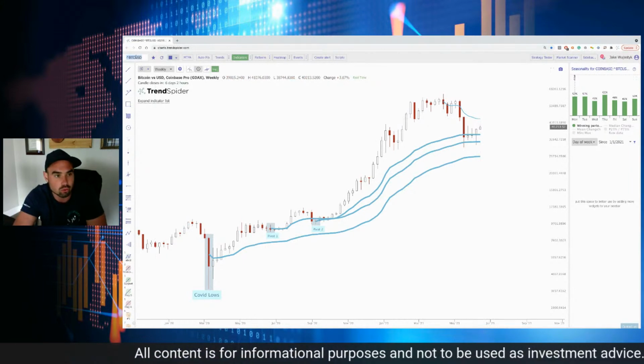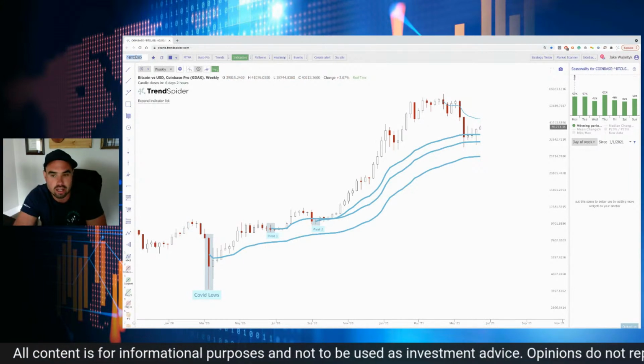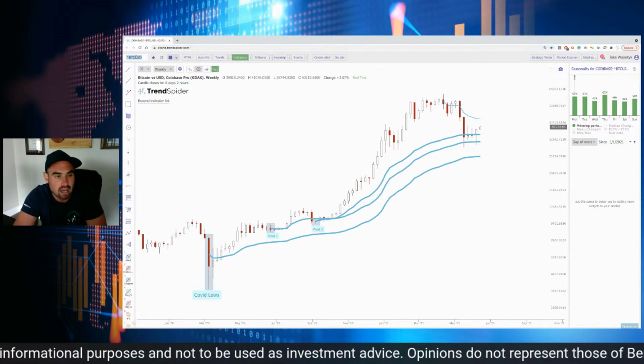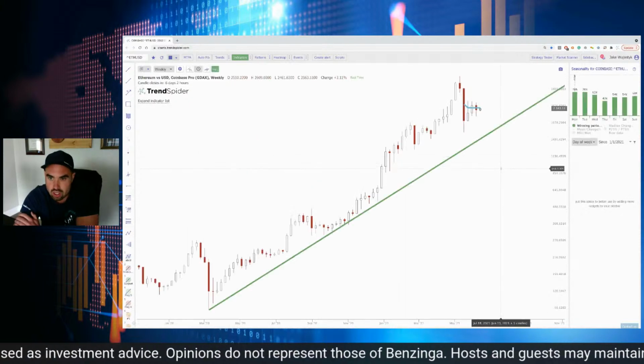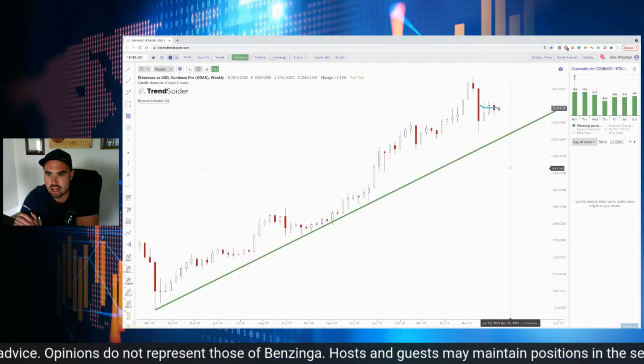Definitely a little bit of risk-seeking behavior going on as we do get some of that money flowing back into crypto. Ethereum is the next one. Ethereum had a pretty ugly candle. I'm not going to lie.